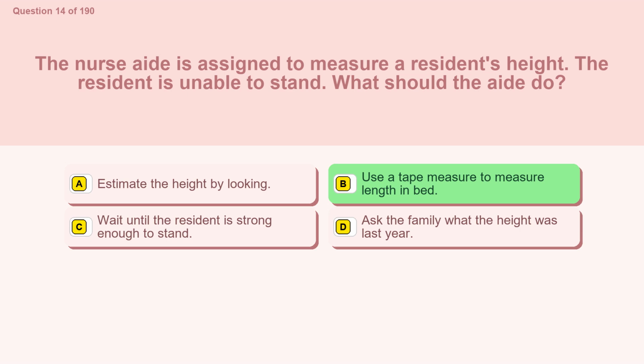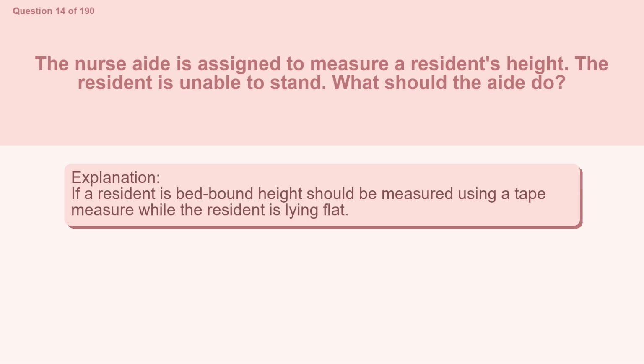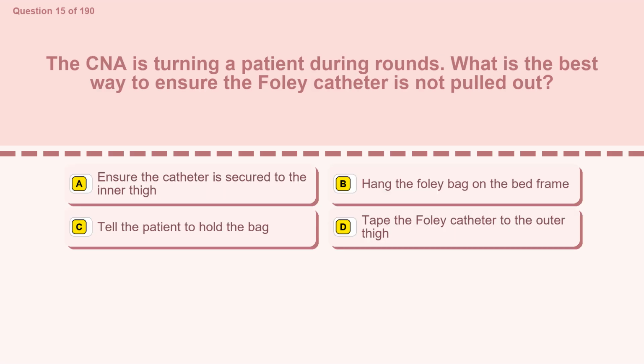The correct answer is option B. Use a tape measure to measure length in bed. If a resident is bedbound, height should be measured using a tape measure while the resident is lying flat. Question 15. The CNA is turning a patient during rounds. What is the best way to ensure the Foley catheter is not pulled out?